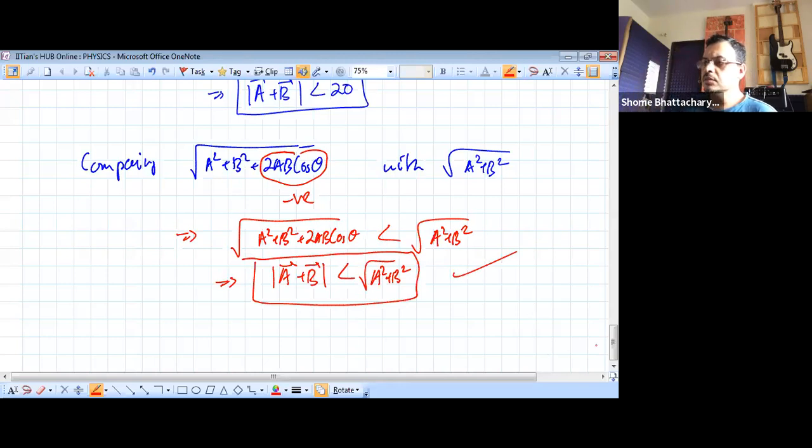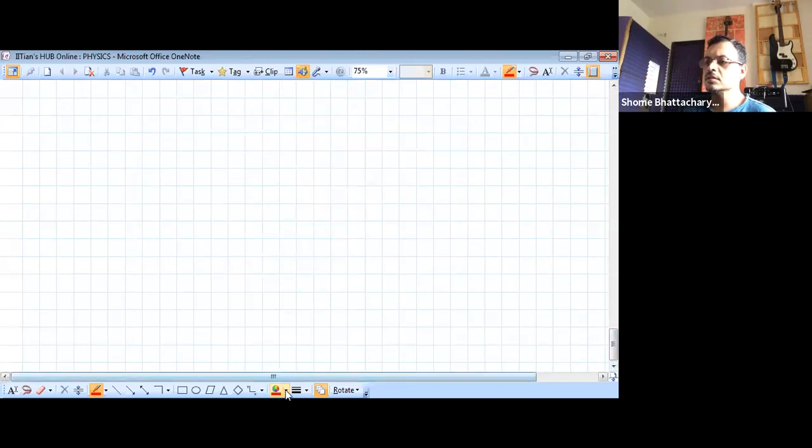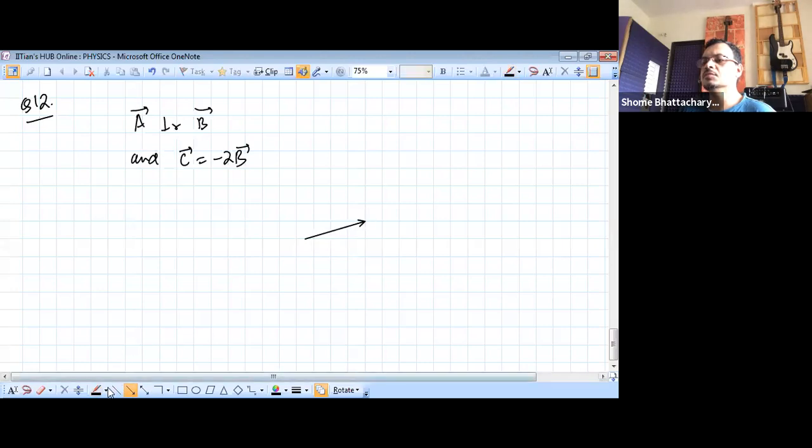Let's move on to question number 12 next. So 12 में क्या हो रहा है? Vectors a and b are perpendicular to each other and c is minus 2b. इसका मतलब क्या है? Suppose the vector a is like this, some arbitrary vector like this, then b has to be perpendicular to it. So b is, let's say, like this one. B is any vector of magnitude anything but perpendicular to it.